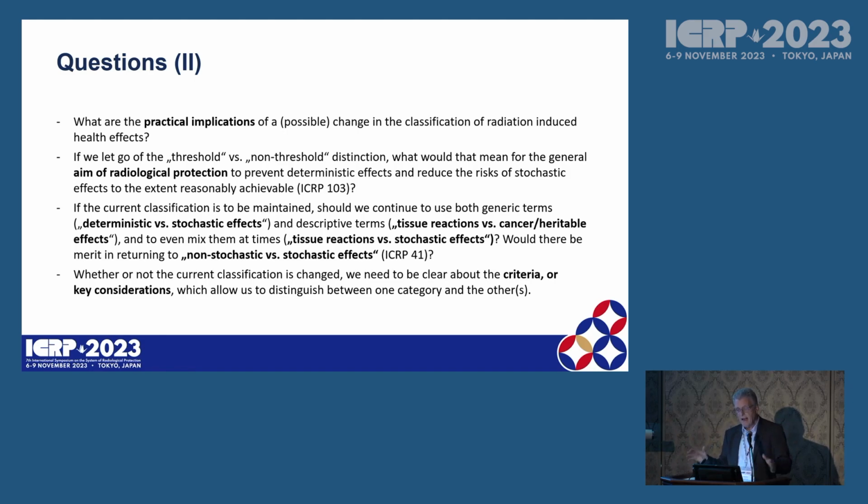If the current classification is to be maintained, should we continue to use both generic terms, deterministic, stochastic, and descriptive terms, tissue reactions and cancer heritable effects, or to even mix them at times, as we do? We do speak about tissue reactions versus stochastic effects, which, as I said, is not linguistically pure, but practically it is done. And we could even discuss, would there be merit in returning to non-stochastic versus stochastic effects, because we don't think that deterministic is really a good, a precise and accurate description of what is happening.